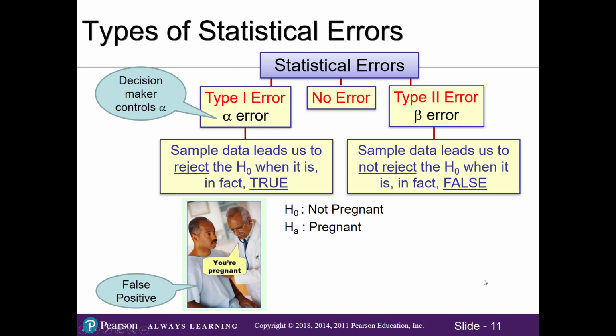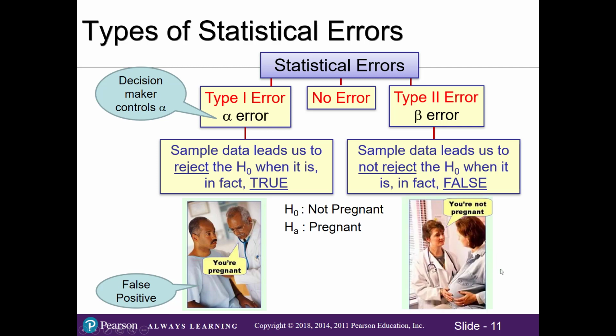For a type 2 error, this is where the doctor is telling this woman that she's not pregnant, despite visibly showing a baby bump. This would be considered a false negative. So somehow the test incorrectly is telling us that she's not pregnant.